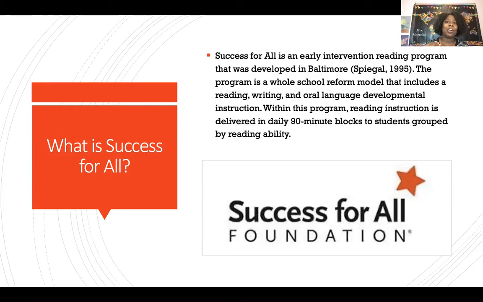Success for All was an early intervention reading program that was developed in Baltimore. It was so successful that it became popular in other states as well. This program is a whole school reform model that includes reading, writing, and oral language development. So today we're going to be evaluating the efficacy of the Success for All Foundation.